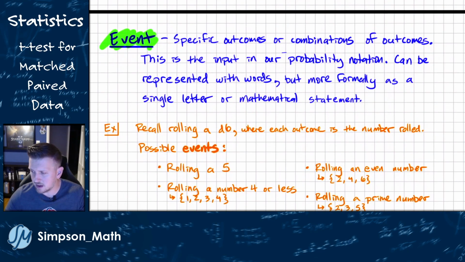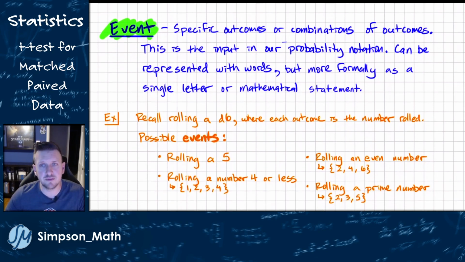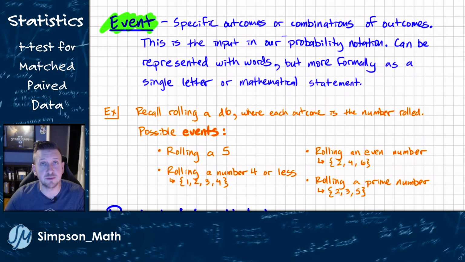So events are specific outcomes, or combinations of outcomes. This is the input of our probability notation. It can be represented with words, but more formally as a single letter or mathematical statement. So notice I said outcomes or combinations of outcomes.